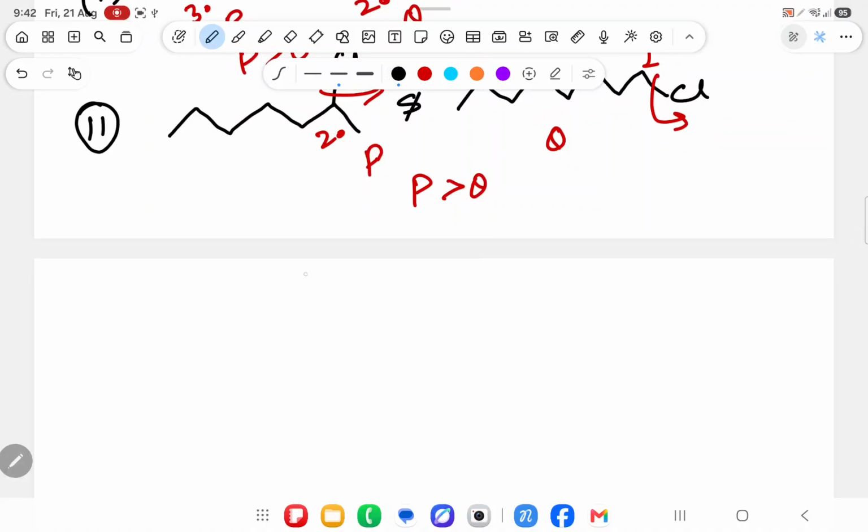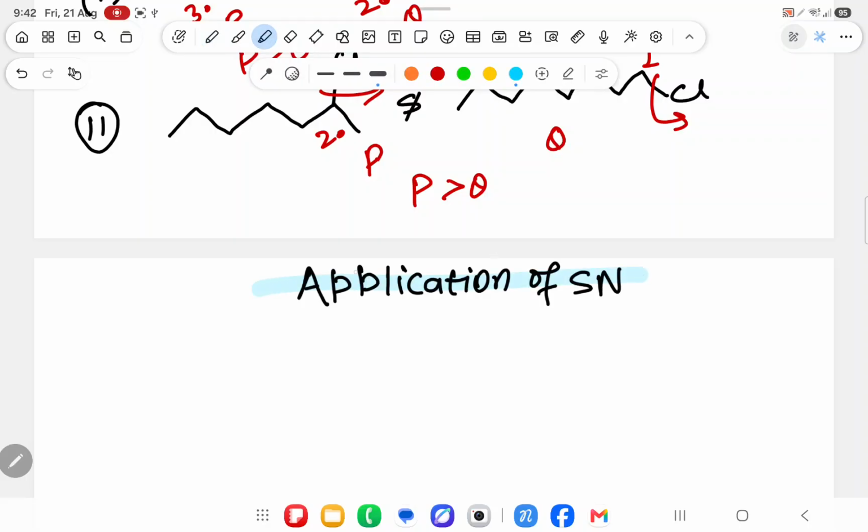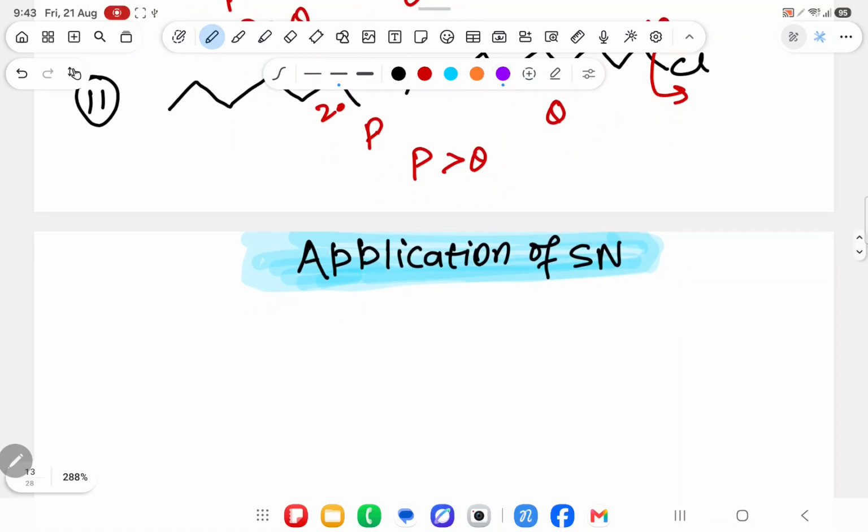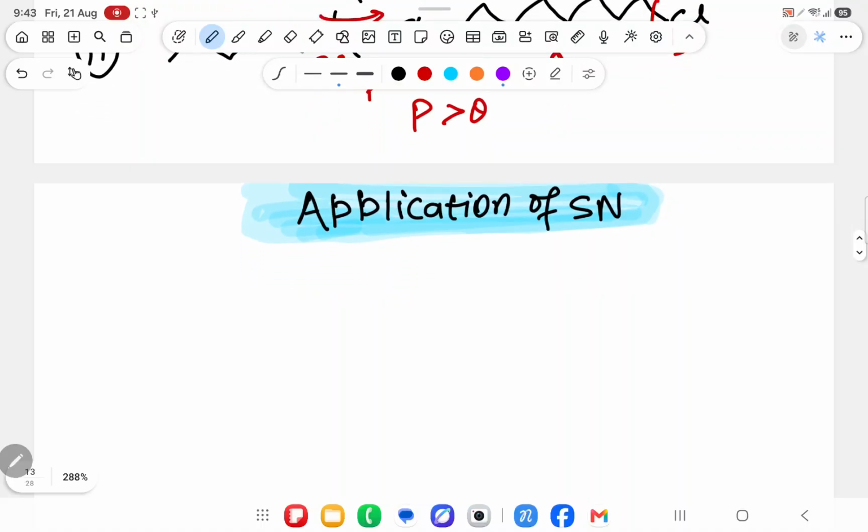Understood? Now we have application of nucleophilic substitution. This application is for both SN1 as well as SN2. One thing I am saying: first of all, those who have reached up to this point in the video, it's a request. I am making each and everything about organic chemistry. Please try to see from the beginning.